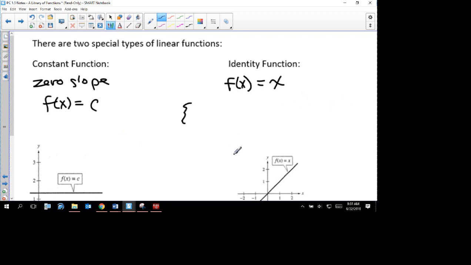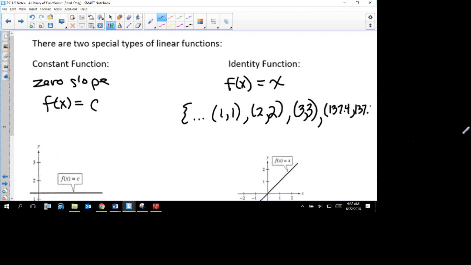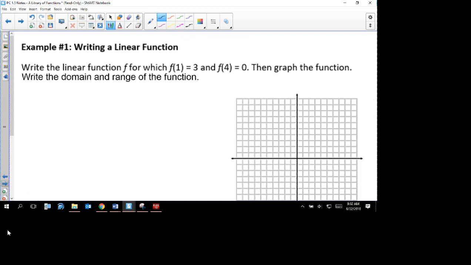So this would be ordered pairs like 1, 1, 2, 2, 3, 3, 137.4, 137.4. So that's called the identity function. It goes right straight up and down the middle. You don't really have to have that exact number.